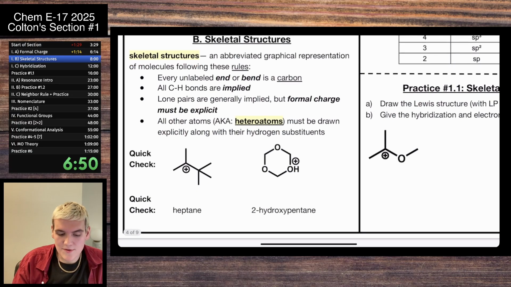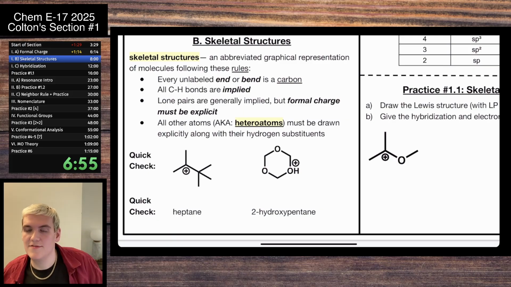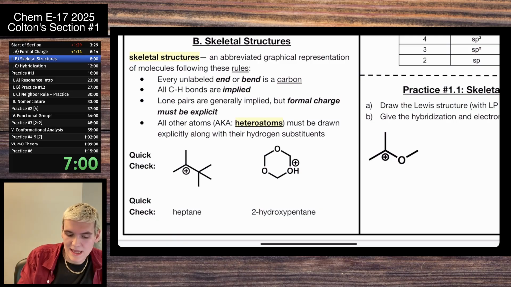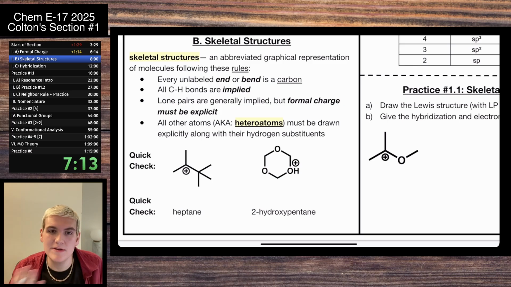Essentially, it assumes that carbon and hydrogen are the skeleton of our molecule, as is the case for most organic compounds. So the way it works is every unlabeled end or bend is a carbon, and we are going to imply all carbon-hydrogen bonds. Now, lone pairs we generally do not put on the molecule unless we are going to use them for a reaction or something, so you don't need to worry about including lone pairs. But formal charges do have to be explicit.